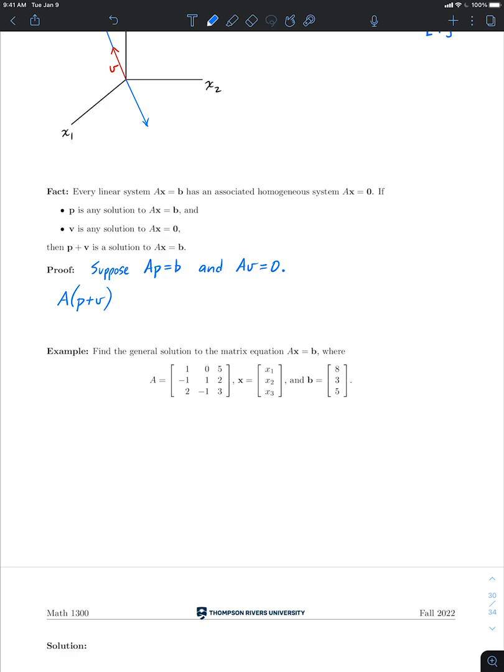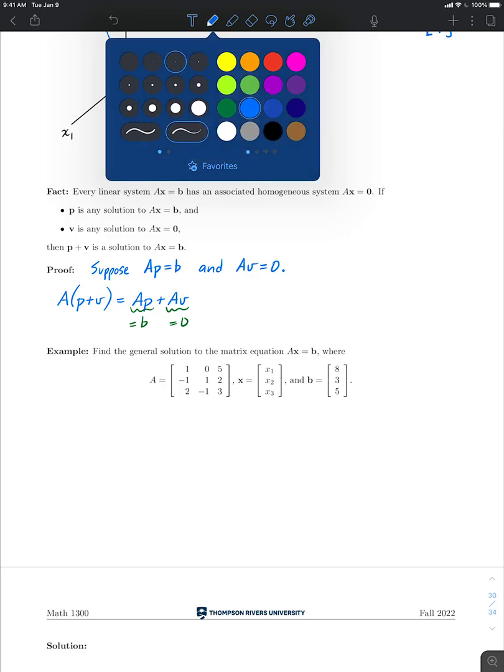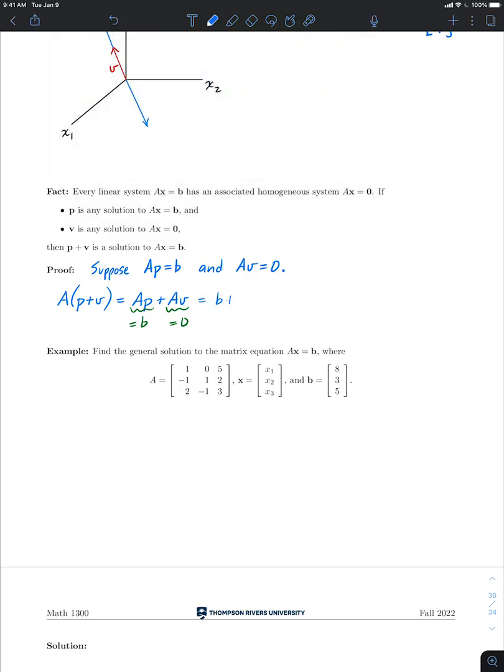Okay, well, we don't know what the entries of A are, and we don't know what the entries of P or V are, so it may seem like you can't actually evaluate this. But one of the properties that we have is that you can distribute this multiplication into the brackets. So you're going to end up with AP plus AV. And now is where the assumptions come in. This was equal to B, and this is equal to the 0 vector.